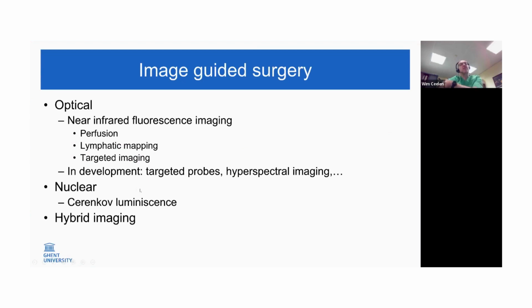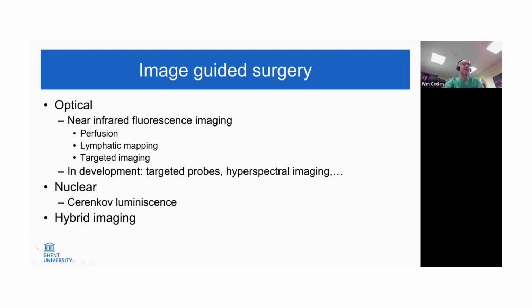Then a few examples from image-guided surgery. So near-infrared, you know that, of course. It's using ICG, indocyanine green, for perfusion imaging, for lymphatic mapping, sentinel lymph node mapping, targeted imaging. But next to ICG, there are now targeted probes and more specific labeled probes that target CEA or other cancer-related epitopes. Hyperspectral imaging is now up and coming.